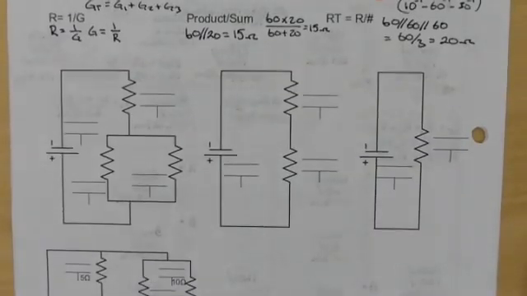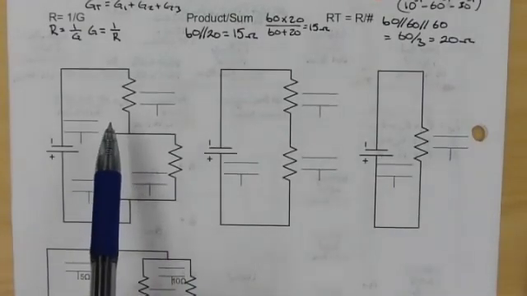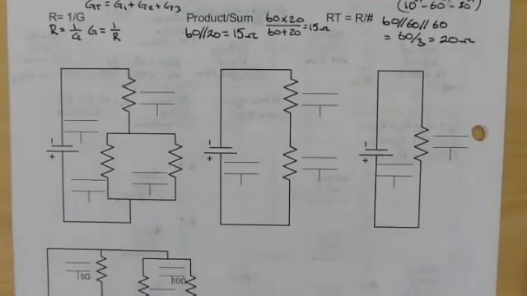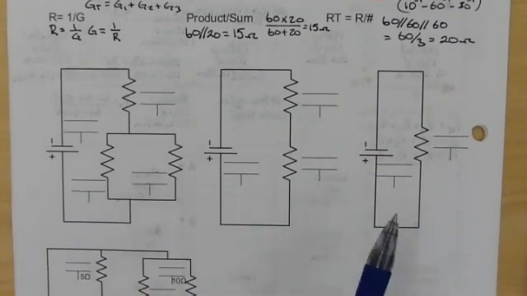So here's combination circuits. A combination circuit is a combination of series and parallel. It's not a pure series, it's not pure parallel. What we have to do is solve the most nested part of the circuit first, and then redraw it. And that's where students get really messed up and try to shortcut.